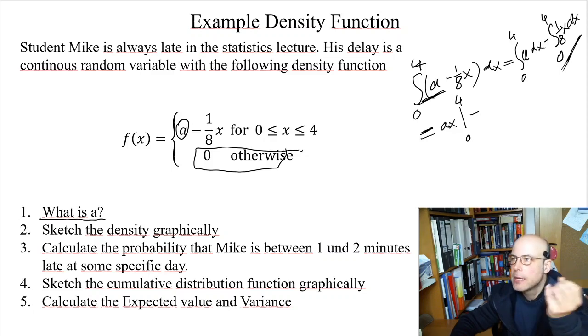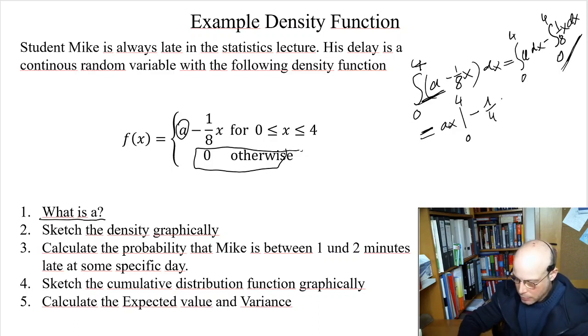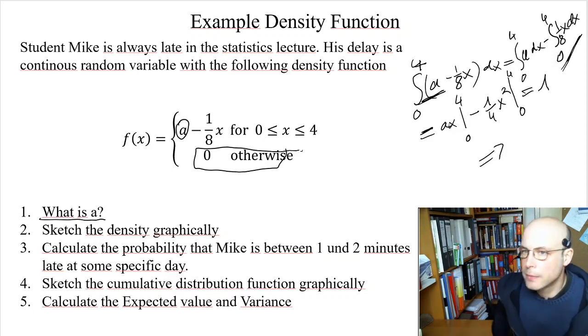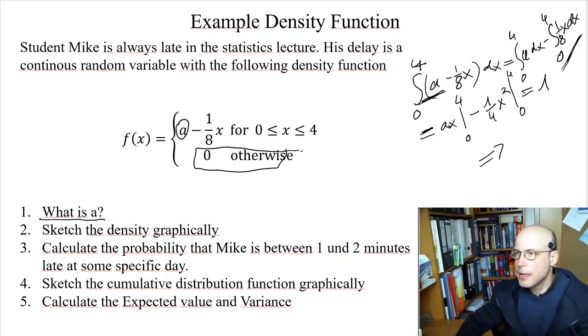So we just have to ask which function should we derive so that we have 1 over 8 times x, and this just means 1 over 4 x squared from 0 to 4, and all this has to be 1, and then we obtain, I think a is 4 over 3 if I'm right.